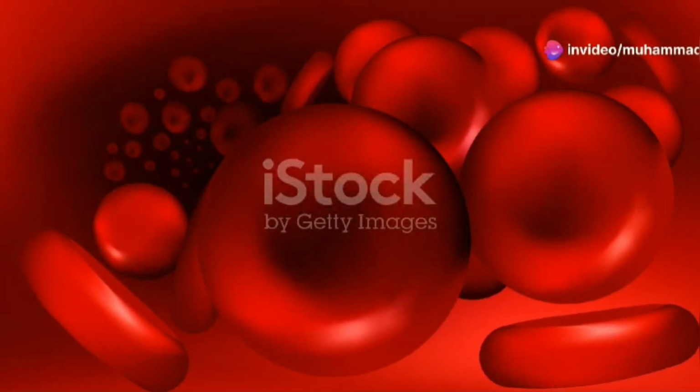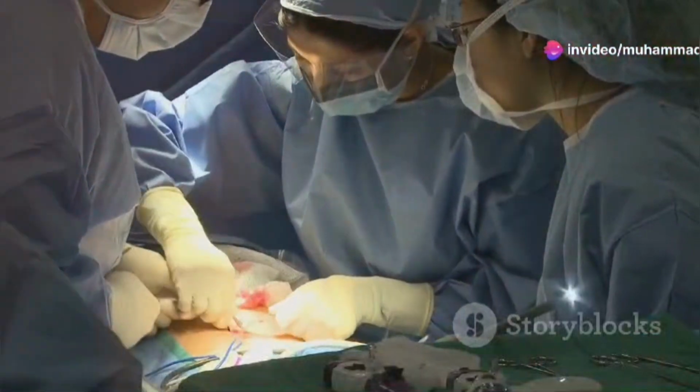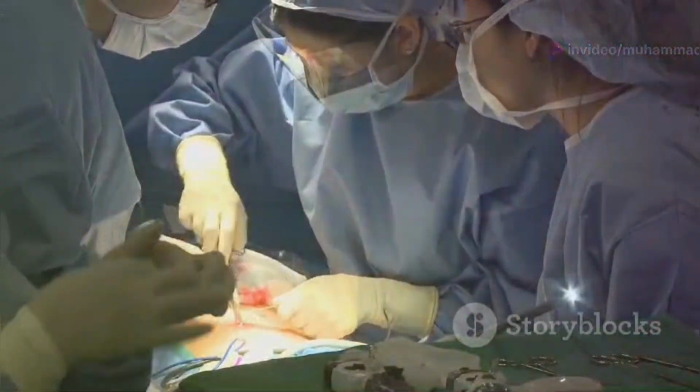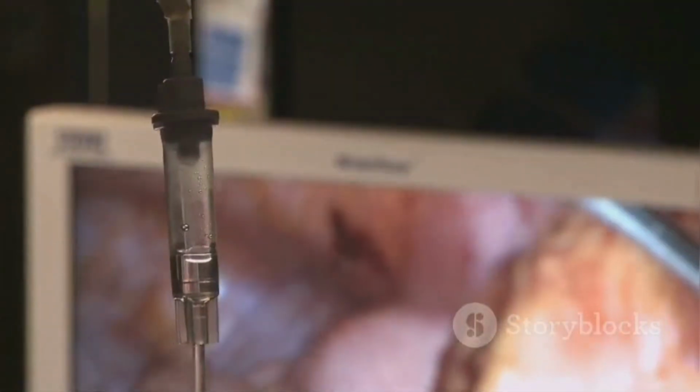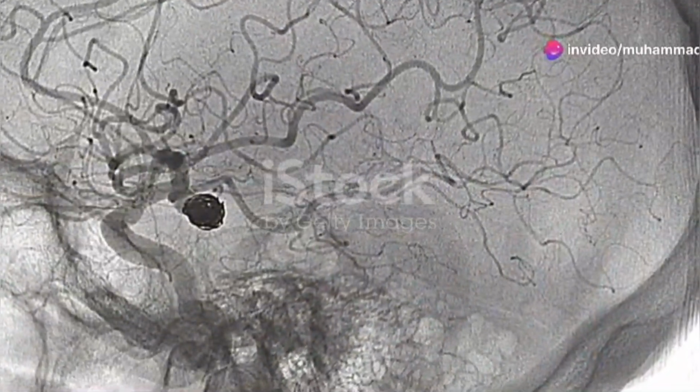These clot-busting medications help dissolve blood clots. They are most effective when administered within a few hours of symptom onset. This minimally invasive procedure involves using a catheter to remove a blood clot from a blocked artery in the brain. It's typically used for larger clots that don't respond to thrombolytics.